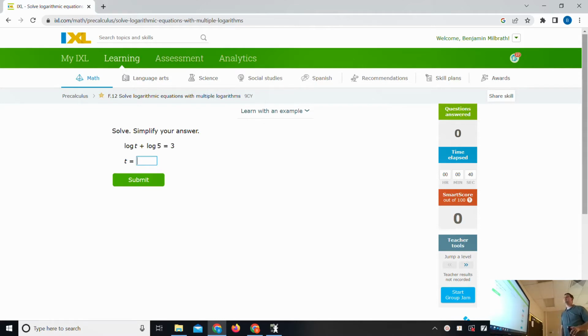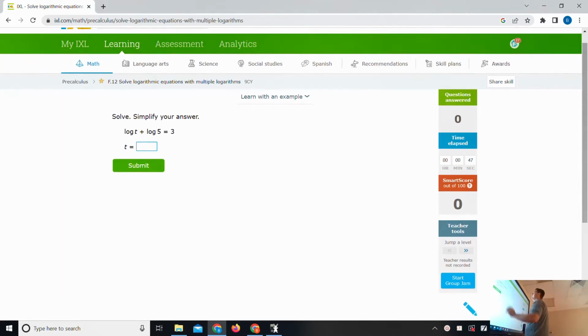This is solve, it says simplify your answer, which I love. I love it when they say simplify. It's like one of my favorite words. Just makes me feel all warm and fuzzy inside.